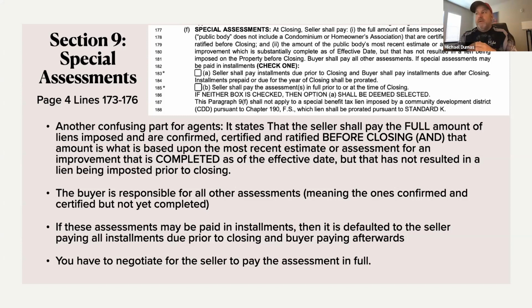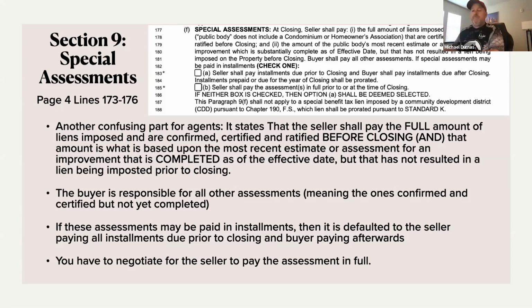What does that mean? Let's take a paving assessment. That's one that you may see. If the repair is completed prior to execution and it's been ratified and the amounts are certified, but the actual lien has not been put in place in the county to the homeowners, then the seller is fully responsible for all payments of that lien.